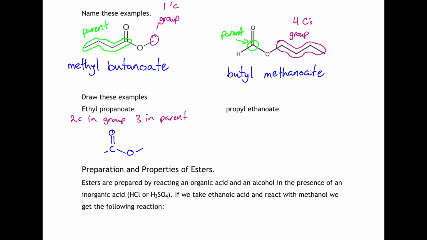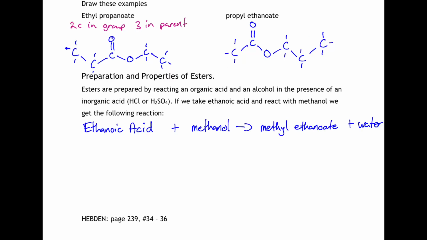So carbon, carbon, carbon. So now my parent has 3, and my group needs 2. So I've got 1 and 2. Now I finished it. Yes, the one stuck to the double bond is included in the chain. So this is how it's going to work.